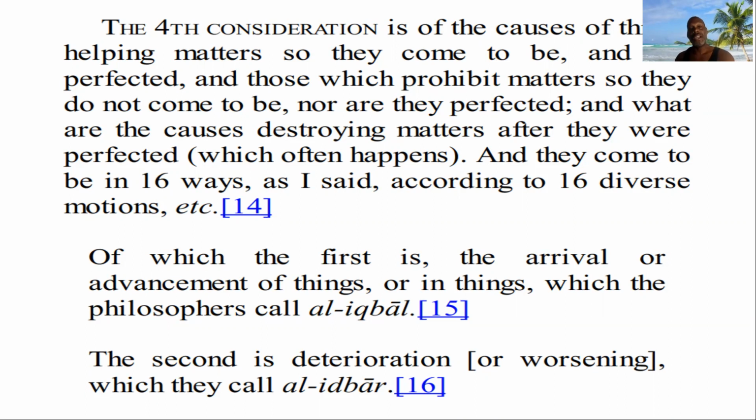The very first thing he says right here is, of which the first is the arrival or advancement of things. We're going to stick with that term, advancement. And the second is deterioration or worsening. We're going to use another term for that. We're going to call that retreat. So he's basically saying the first thing that you consider when you want to know if something is going to happen or not is whether the planets are in a state of advancement or in a state of deterioration or retreat.